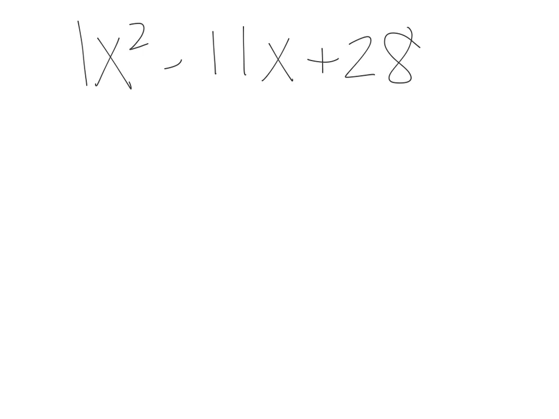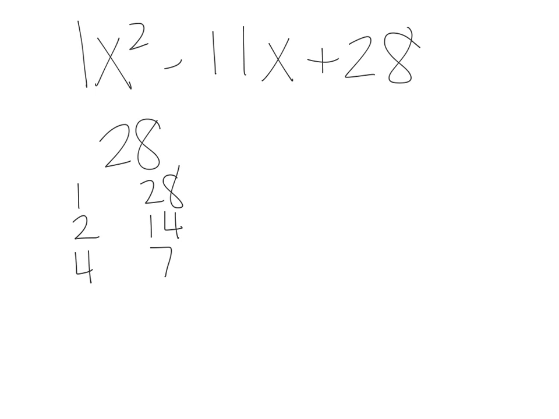So here I go. I'm going to multiply a times c. 1 times 28 is 28. List the factors. 1 and 28, 2 and 14, 4 and 7. I want some that add up to negative 11. Okay, if I'm adding up to a negative, but I'm multiplying to a positive, that means both of my terms must have been negative. In this case, negative 4 and negative 7 equals negative 11, so those are the two I'm going to use. Divide each by a, which is 1.